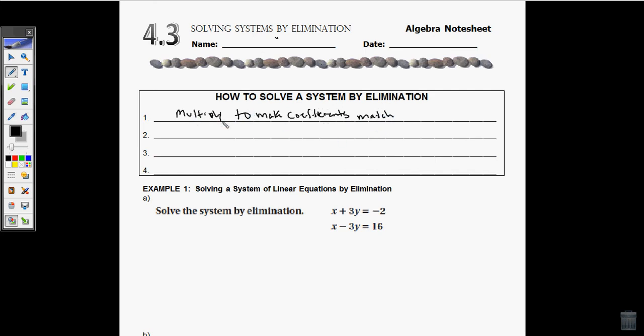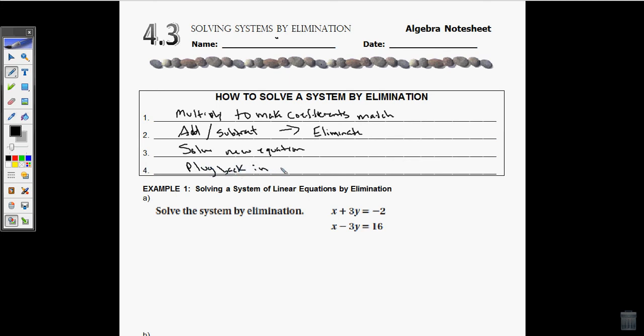After we have coefficients match, we want to add or subtract one equation from the other. And what that's going to do is eliminate. So add or subtract to eliminate. Once we have something eliminated, then we solve that new equation. And then plug that new value back in.